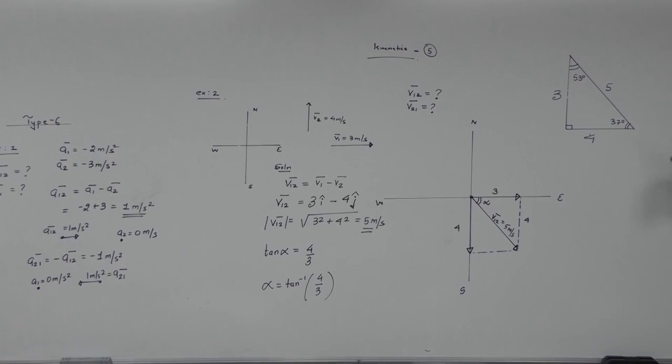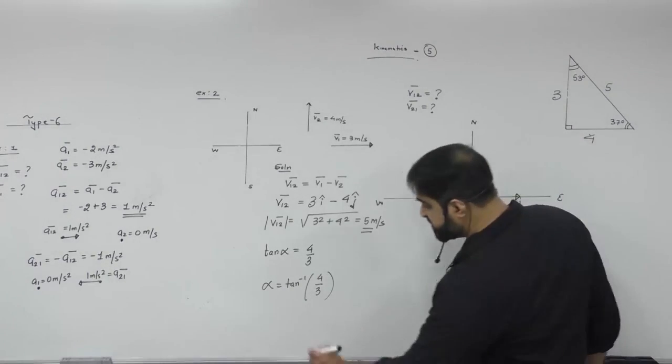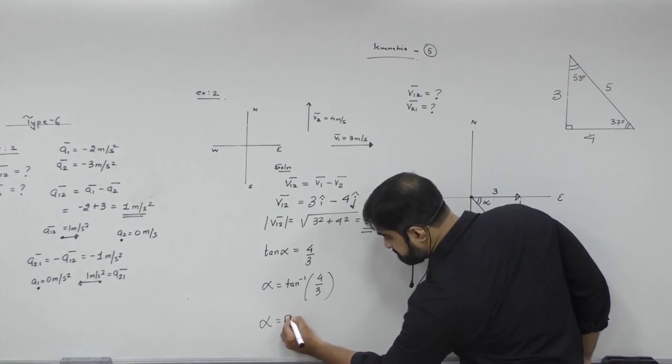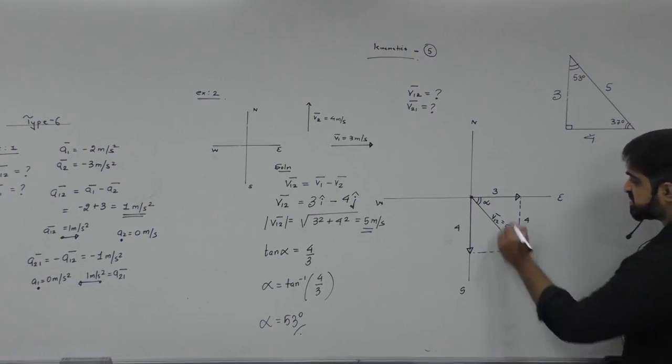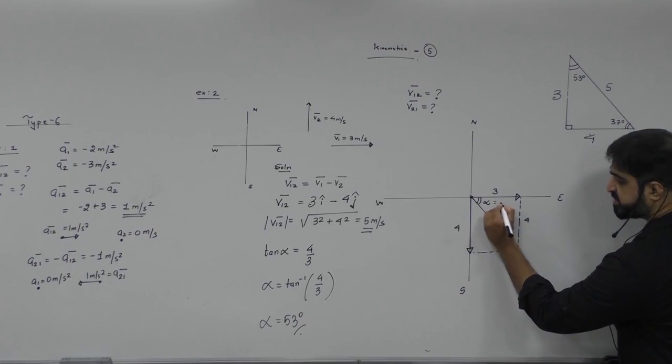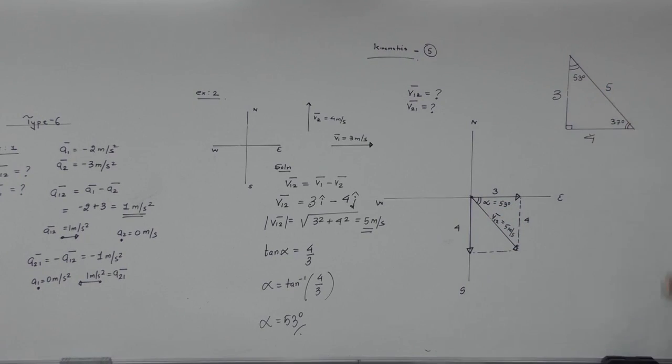Now you know that tan 53 is how much? Tan 53 is 4 by 3. So what is tan inverse of 4 by 3? 53. So that means this angle is 53 degree. You should know this triangle. Opposite to 37 is 3, opposite to 53 is 4, and opposite to 90 is 5. So if you remove, you get that answer.